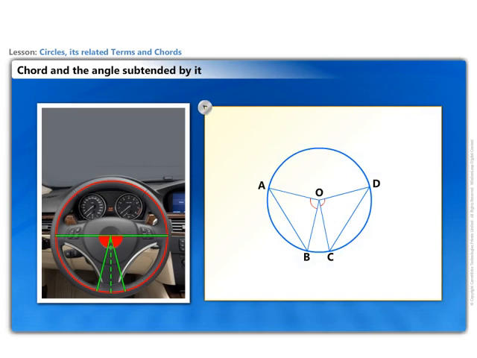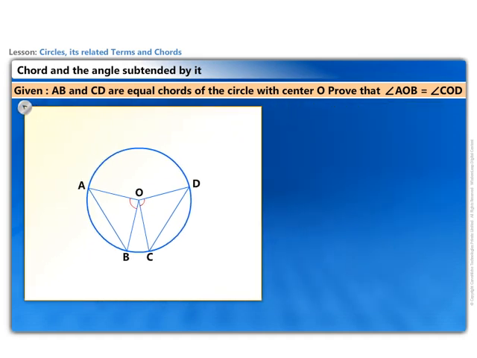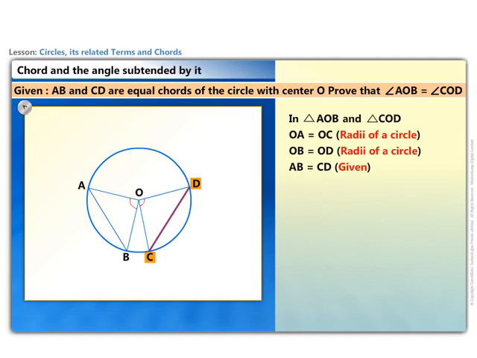Let us now prove that equal chords of a circle subtend equal angles at the center. Given AB and CD are equal chords of the circle with center O, prove that angle AOB is equal to angle COD. In triangle AOB and COD, OA is equal to OC, radius of circle, OB is equal to OD, radius of circle, and AB is equal to CD.